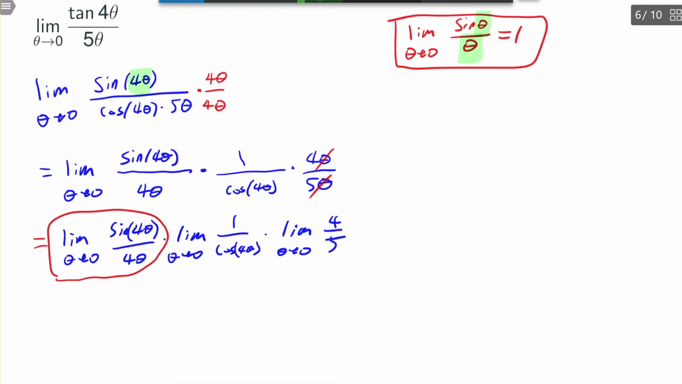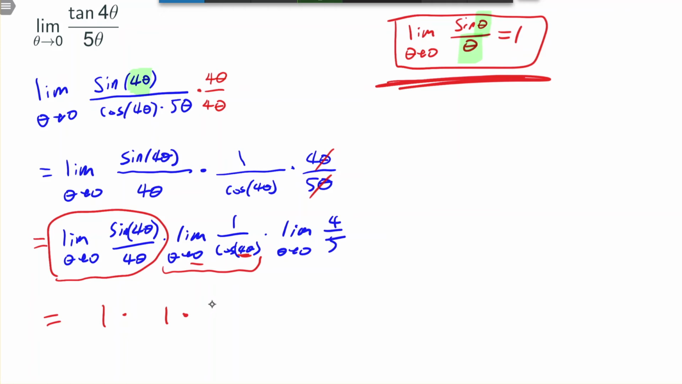This one is 1 from here. So now we're evaluating the limit, so we should not write the limit sign. Just write the evaluation of the limit, which is 1 times here. We plug 0 in for theta. So we have 1 over cosine of 0 because 4 times 0 is 0. And cosine 0 is 1. Therefore, we have 1. This limit is also 1 because cosine 0 is 1, times the limit of a constant, which is the constant. So our final answer is 4 over 5.